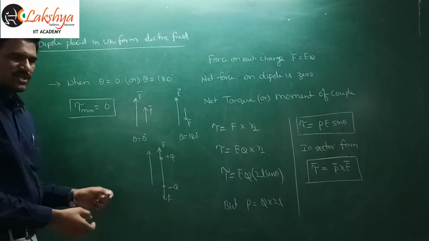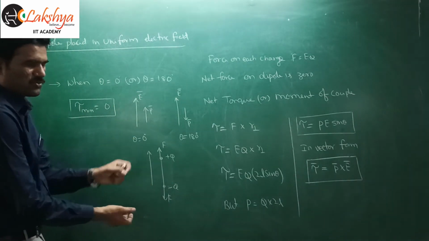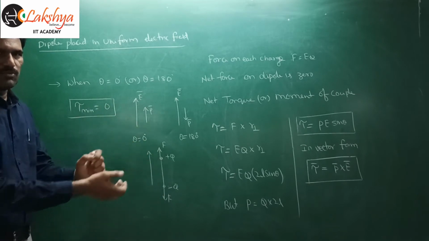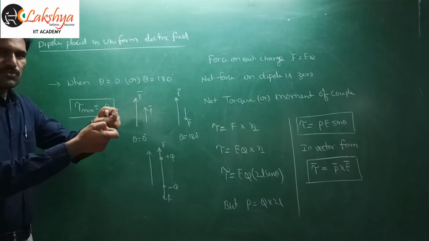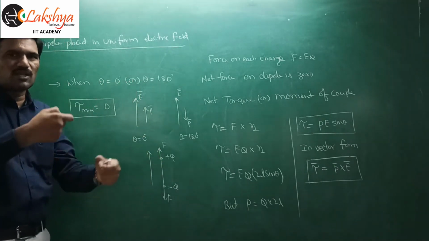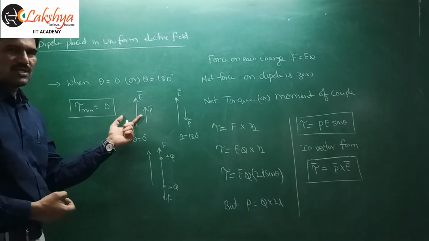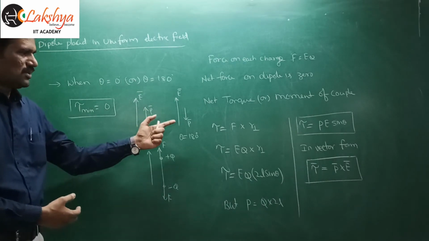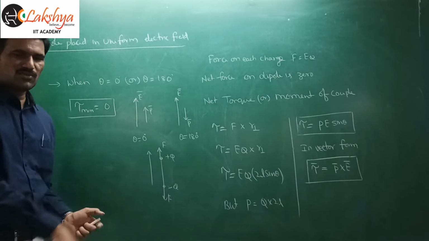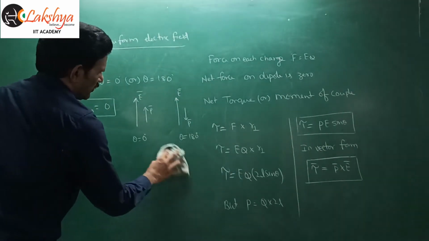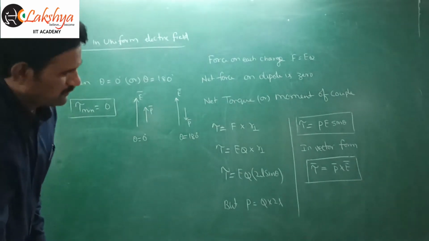So clearly you can say that one force is acting like this, the other force is acting down. These two forces cannot rotate the dipole, right? They are just pulling the charges away from each other, but those forces cannot rotate the dipole here. And so that's why we are saying this torque is 0. The same applies in this case also, just the charges will be reversed. The forces will be along that line only. So that is why there is no torque acting on the dipole when theta is 0 or 180.